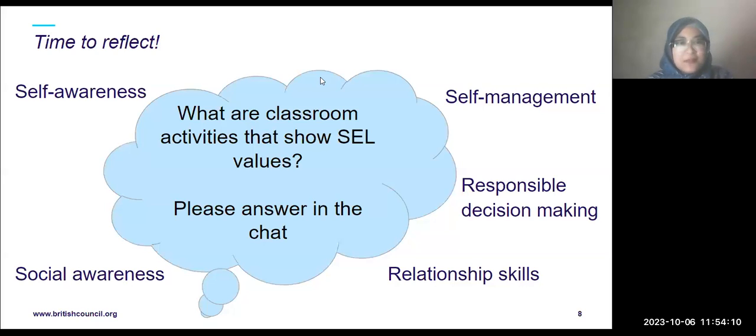Okay, so autonomous learning. Yeah, that's self-management, I guess. Show and tell. What values do we feel in show and tell?